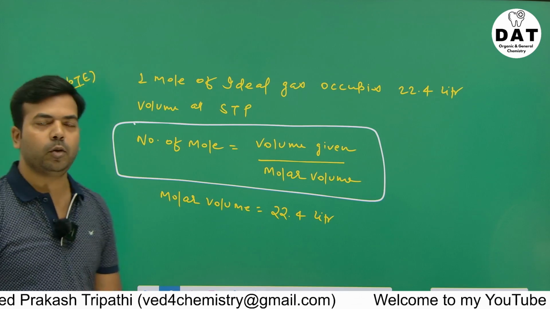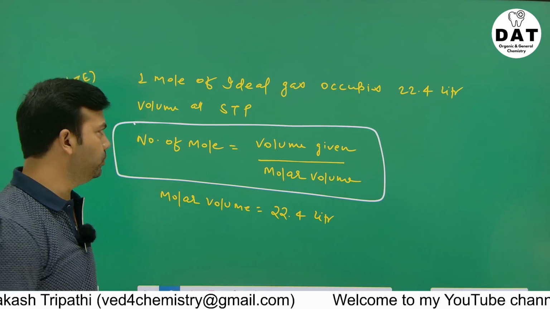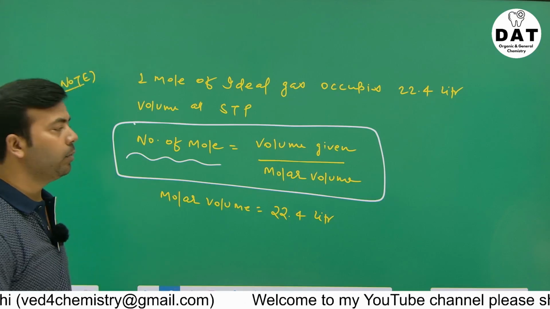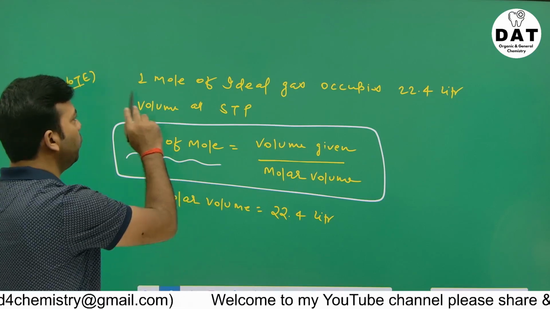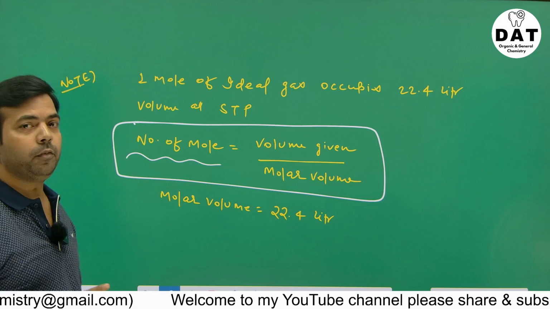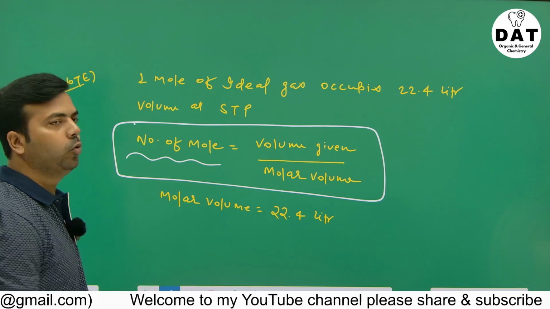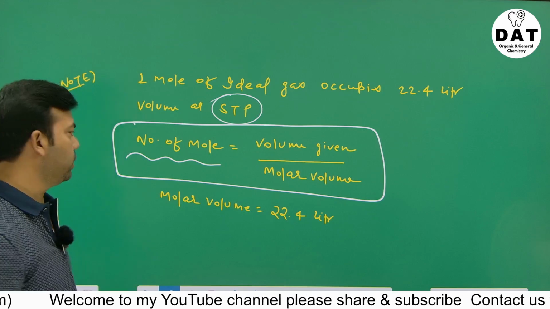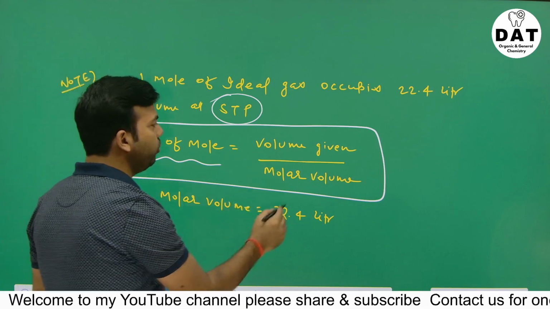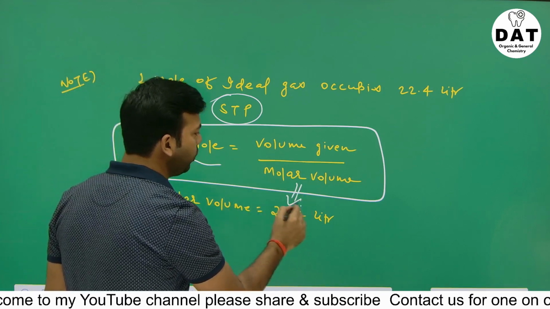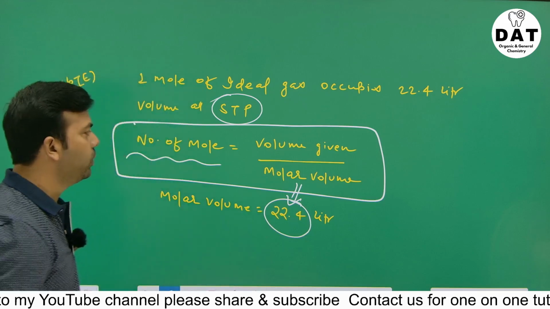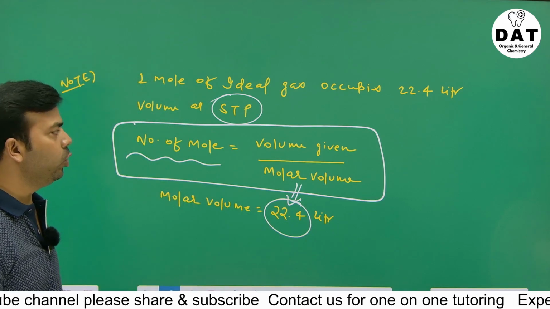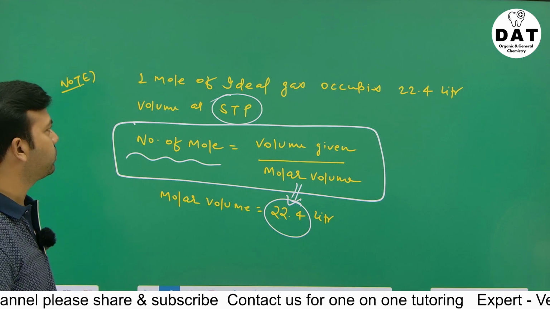There is another formula once you have an ideal gas. Look here. Number of moles is equal to volume given upon molar volume, because 1 mole of ideal gas occupies 22.4 liters of volume at STP. STP means standard temperature and pressure. So what is molar volume? Molar volume is always equal to 22.4 liters. You have to put 22.4 here.